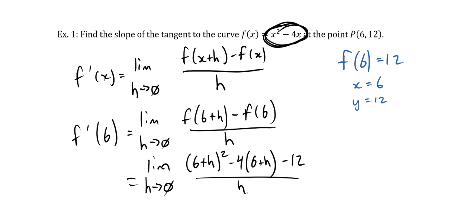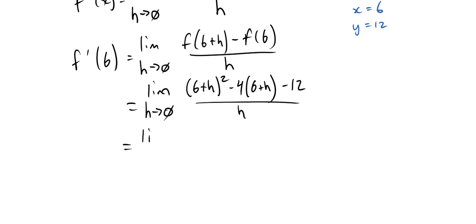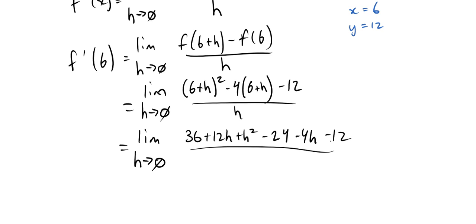So that's different from what we've seen before, where we've got that binomial squared part in there, and we've subbed the 6 plus h in. But that's what we always do when we're using this type of formula, so you'll get used to that. Okay, so we're going to expand. What's 6 plus h all squared? It's 36 plus 12h plus h squared, minus 24, minus 4h, minus 12, all over h. I don't want to forget that.